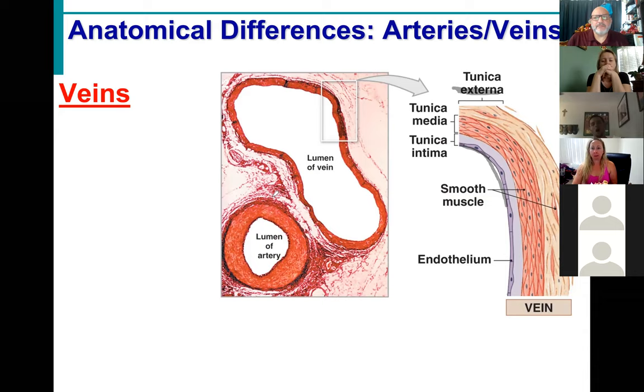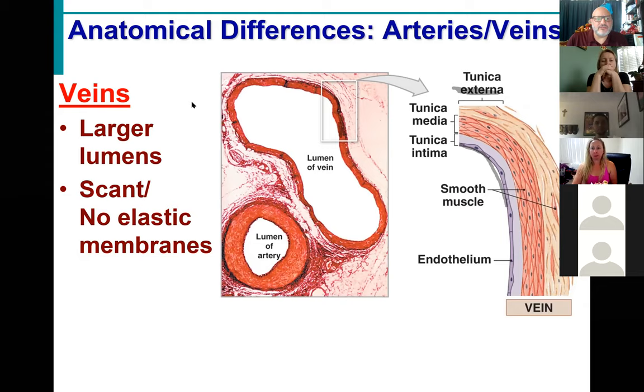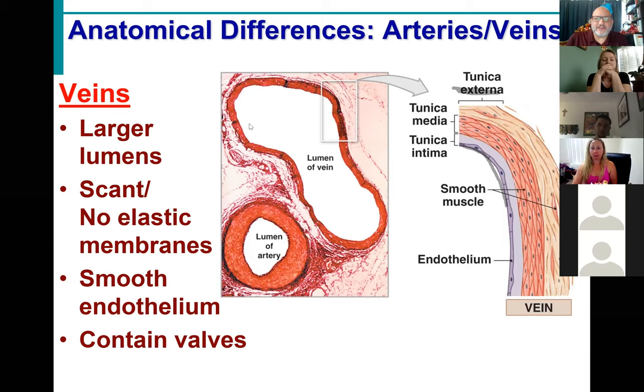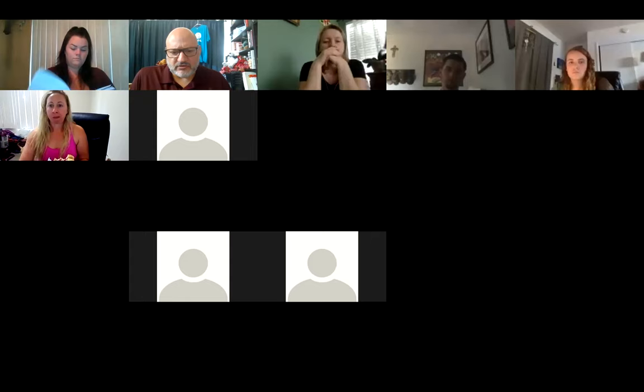I have another, because I don't think I have it here. I don't think I put it in the slide yet. Larger lumen, scant to no elastic membrane, smooth endothelium. Obviously the tissue contains veins. You're not going to see it in this cross section like this, but we will show those in just a minute. But before we go to those, let me share one more picture. This is the one I want.